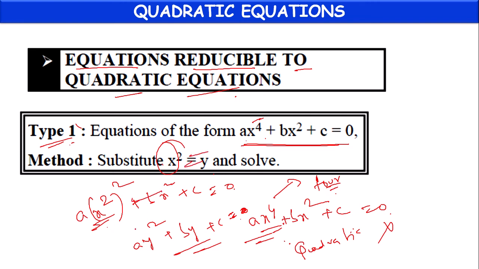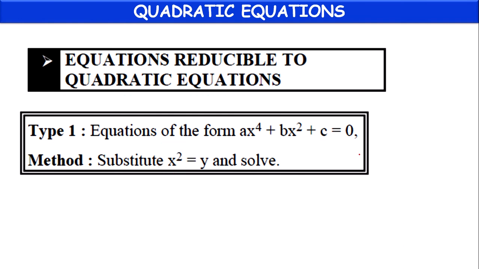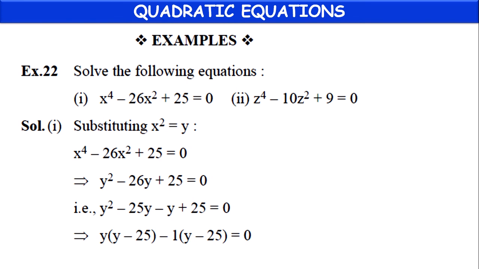After writing like this, we can solve like a normal quadratic equation and get the values of y, and we have assumed that x square equal to y. After finding the value of y, we can find x in an easy manner. So this is type 1, children. Let's see some examples here.